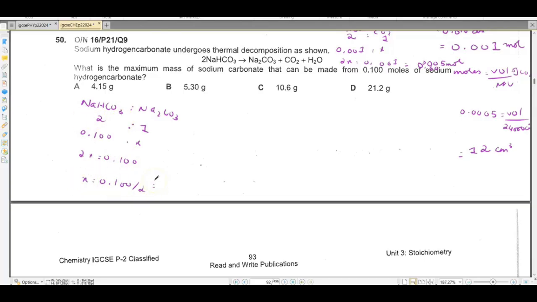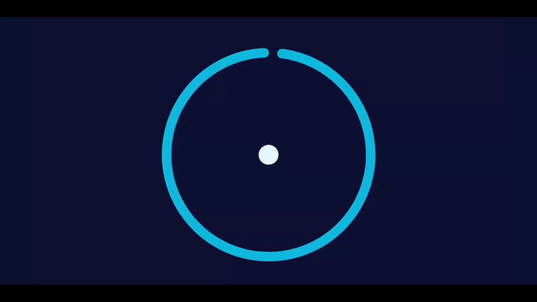This gives us the number of moles of Na2CO3 to be equal to 0.05 moles. Now we can find the mass of Na2CO3. For that we use our same formula, moles is equal to mass over Mr. So moles are 0.05, mass we need to find, and Mr for Na2CO3 is 106. So 106 multiplied by 0.05 gives us a mass of 5.3 grams. So B is our correct option.